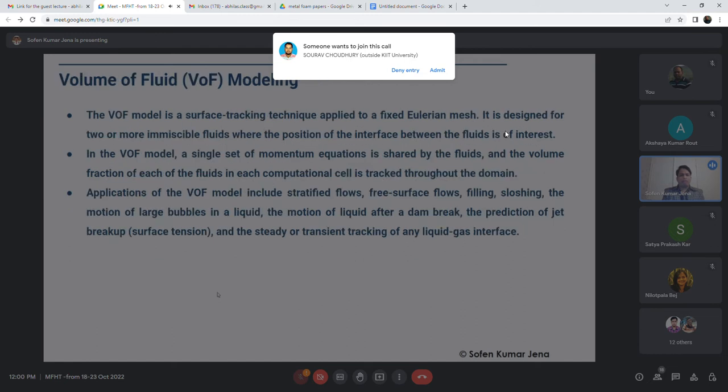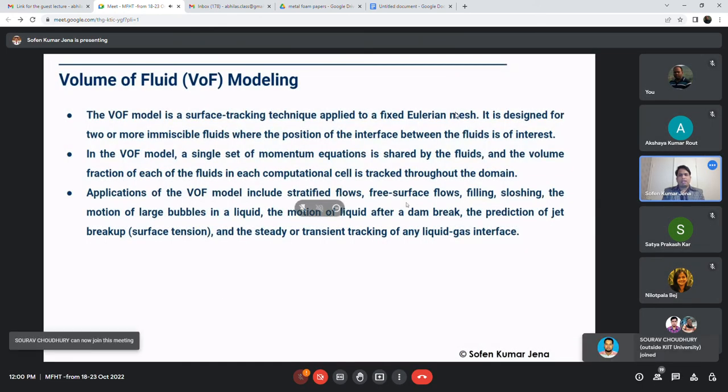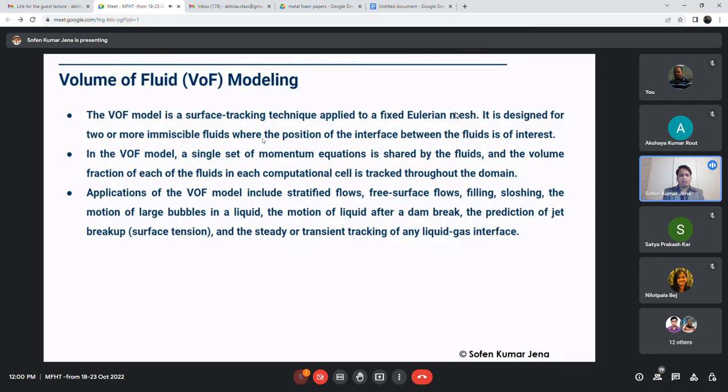What is the volume of fluid model? In the volume of fluid model, a surface tracking technique is applied to the fixed Eulerian mesh. It is designed for two or more immiscible fluids. What will happen if you have immiscible fluids? Just like if you add kerosene and water, they are immiscible. You will find an interface forming between the kerosene and water. So for this kind of fluid flow simulation, where there are two immiscible fluids and a distinct interface is forming, the VOF or volume of fluid model is applicable.